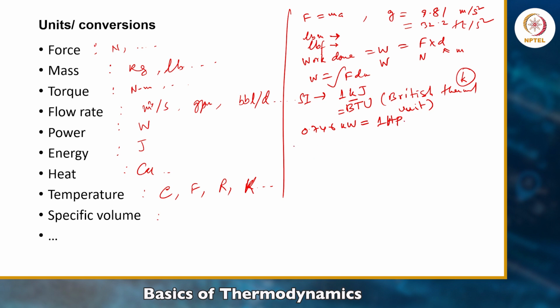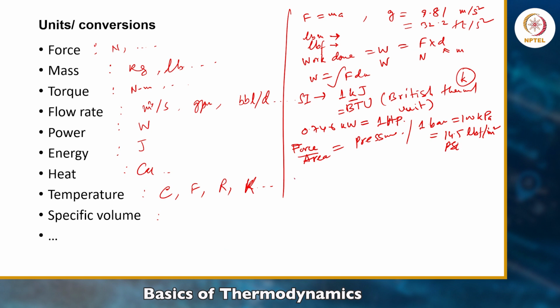And force and pressure. Pressure means force per unit area, so force per area equals pressure. The pressure unit will be like 1 bar or atmosphere, so that sort of unit you have to remember. 1 bar equals 100 kPa, Pascal, equals 14.5 pound force per inch square, or PSI, pound per square inch we say.